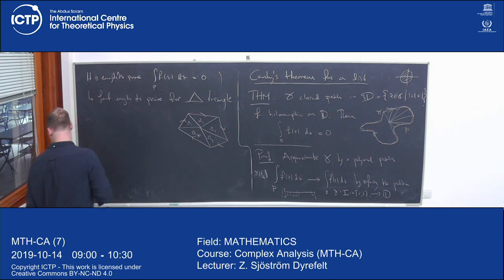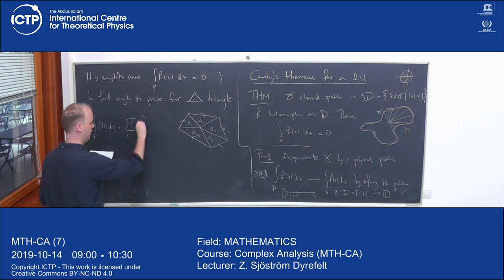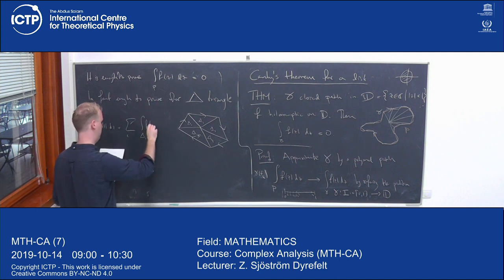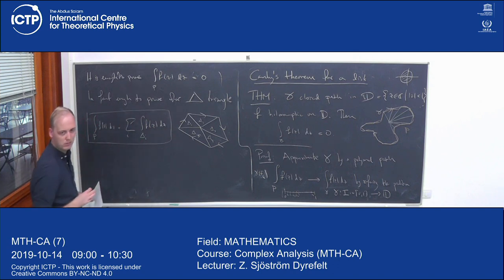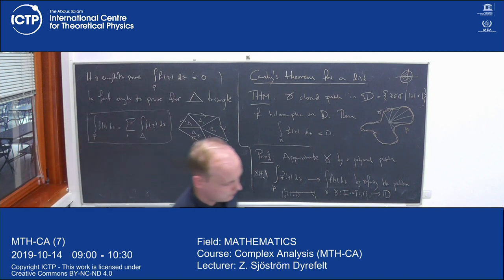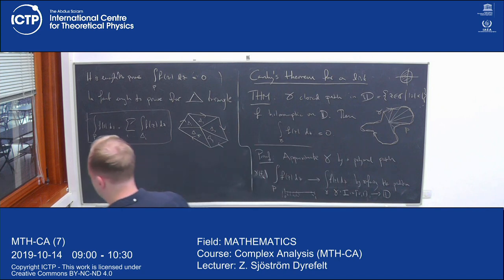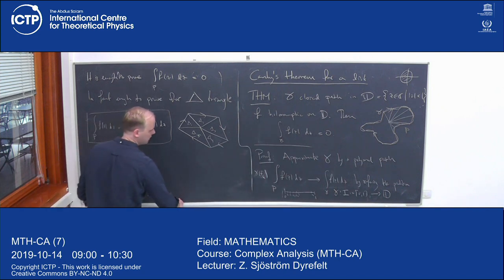So what I'm saying is that if I sum these, I want to claim that the integral over P of f of z is equal to the sum over i of the integral over delta i of f of z dz. I want to claim this. So how do we see this? This is a very standard point, but it's very important to be able to understand these things.